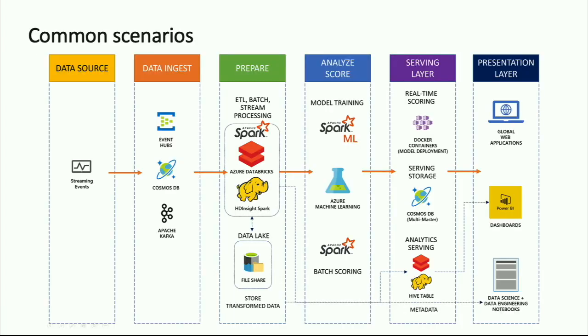So to give you a quick idea, here's the common scenario. For every stage of the architecture, there are several options. It doesn't have to be Cosmos DB or Event Hubs or Kafka or whatever, but this is just to give you an idea of the different services available to help you through each of these stages in a data pipeline.